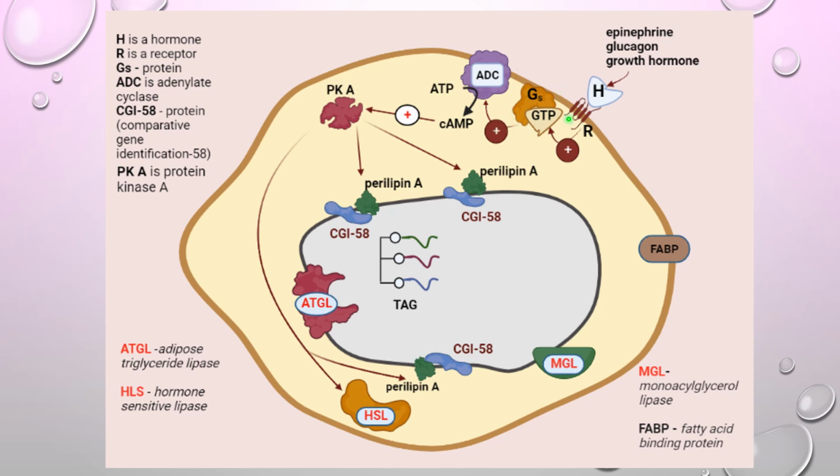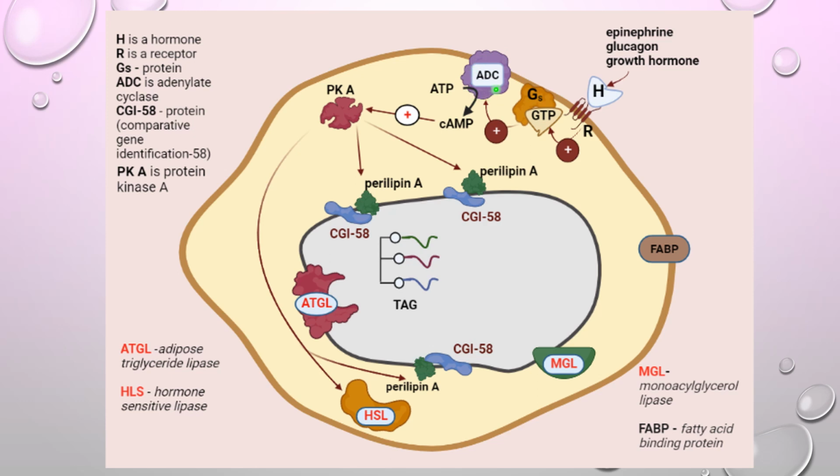Next component, GS protein. GS protein is the component of the adenylate cyclase system, and this protein is necessary for the activation, for the stimulation of the next component. GS protein has GTPase activity, can hydrolyze GTP. GS protein in active state activates AC. AC here is adenylate cyclase.